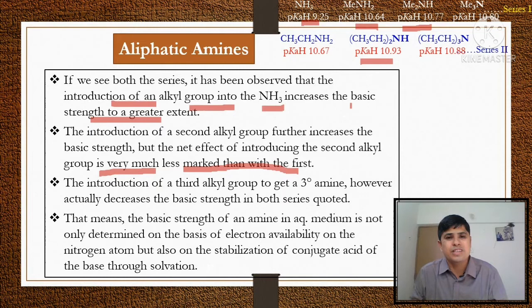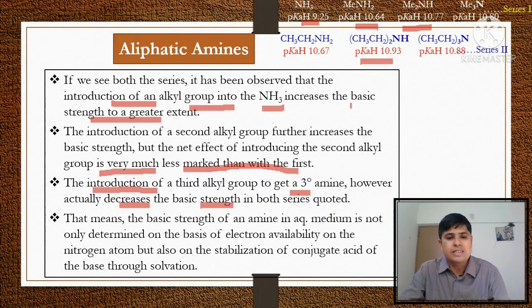It just increased by what? How much? 0.03. Okay, just 10.80, 10.77, like that. But the net effect of introducing a second alkyl group is very much less than the first. Again, we can say here that the introduction of a third alkyl group to get a tertiary amine, however, actually decreases the basic strength in the second series.